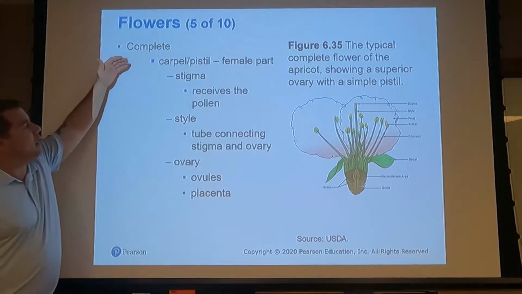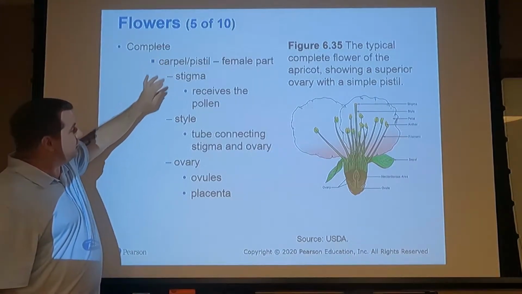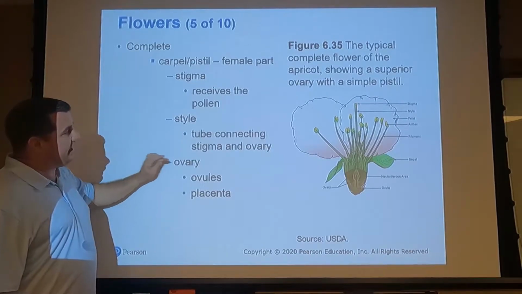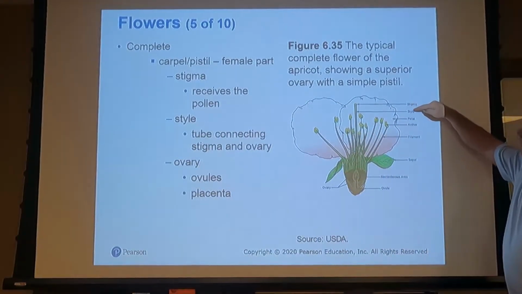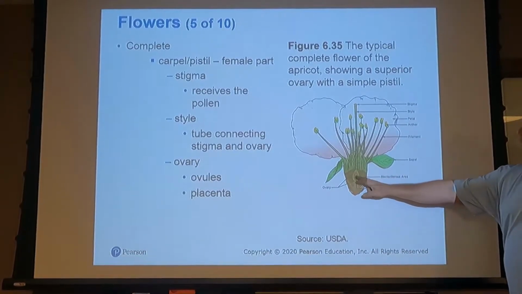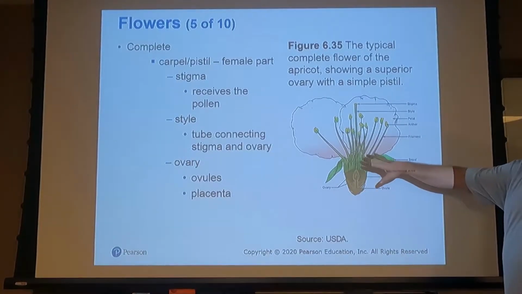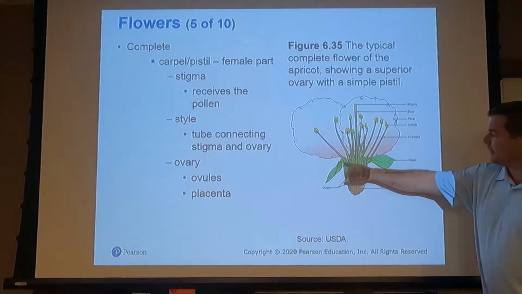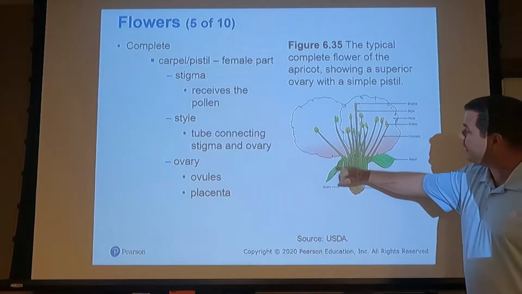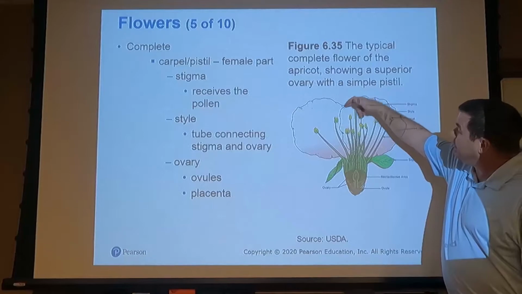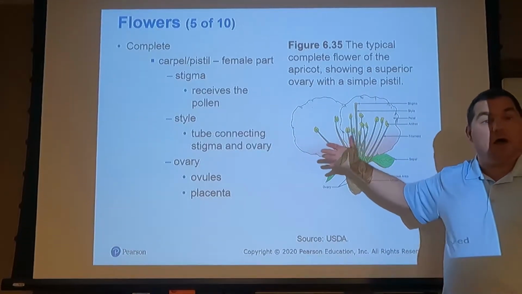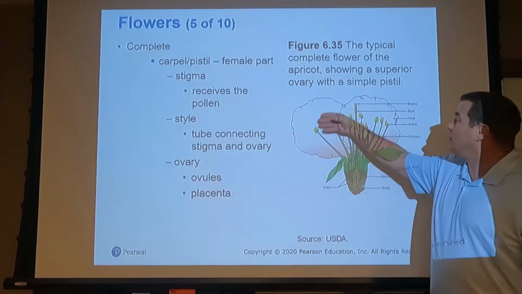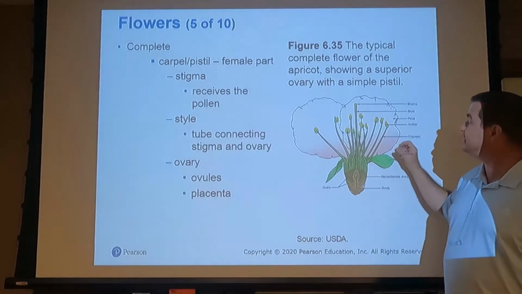So within the female part, we have the stigma, the style, and the ovary. So a complete flower has the sepals, which are like the little leaves at the bottom that are typically green. We have the petals, which are colorful and bright because we want to attract bees and other insects that are going to carry pollen from other plants.